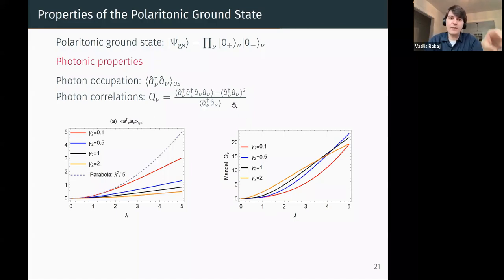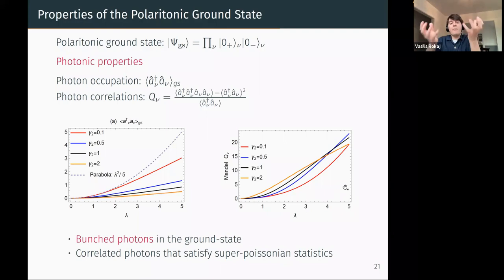Okay, so let me tell you that the Mandel Q parameter, if I had just a coherent state, would be zero, which would mean that you just have a classical state of the photon field without any correlations. But now, since it is positive, this means that we have bunched photons in the ground state, and these photons are correlated and satisfy super-Poissonian statistics. Okay, the super-Poissonian statistics are equivalent to the statistics that thermal photons also satisfy. So there seems to be some connection here between strong light-matter coupling and thermal behavior.